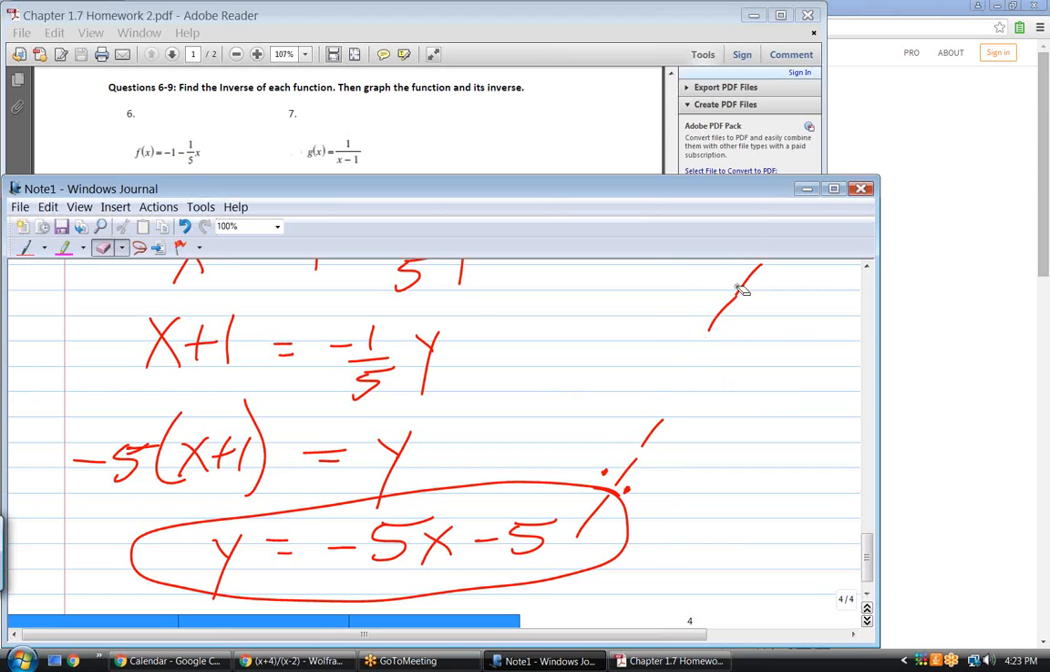Or, in this case, I can graph the first one quite easily. That's linear, right? In other words, that's y equals mx plus b. Slope's -1/5. Y-intercept is -1. So that's just a straight line with a negative slope, something like that. That's this function here, number 6.